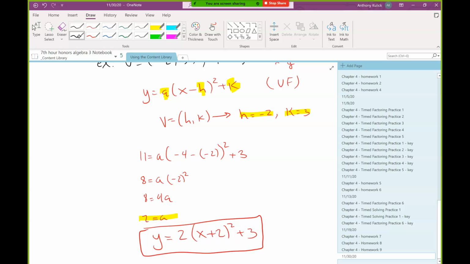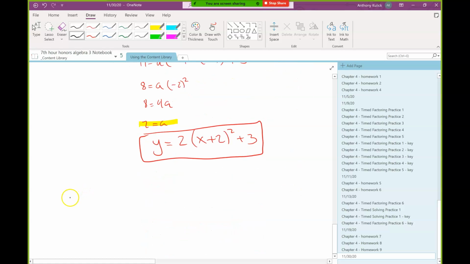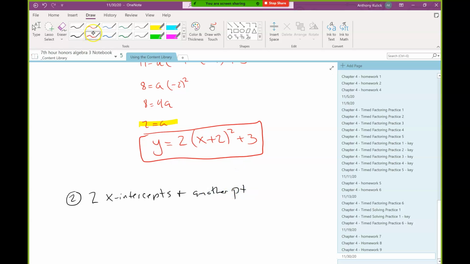Any questions on what we did there? Hopefully that feels pretty familiar. It's very similar to the process we used when we modeled absolute value functions way back at the beginning of the semester. The second situation is where we have two x-intercepts and another point. In this situation, we're going to use intercept form.